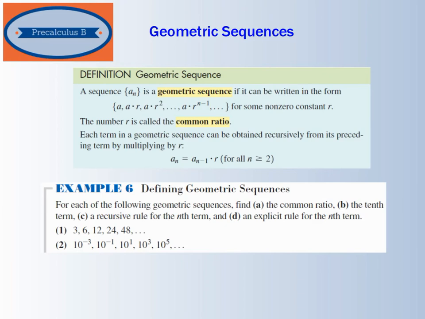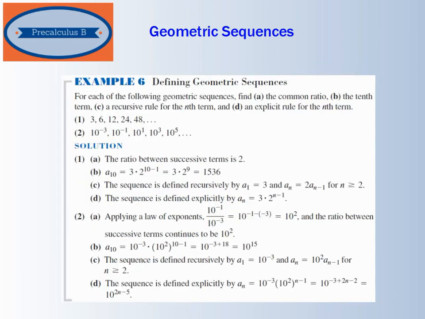Okay, welcome back. You should have had a chance to go ahead and try and find the common ratio, the 10th term, the recursive rule, and the explicit rule for those two sequences. So let's take a look. In the first one, the ratio between them is we're just multiplying times 2 each time. So r would just be 2.